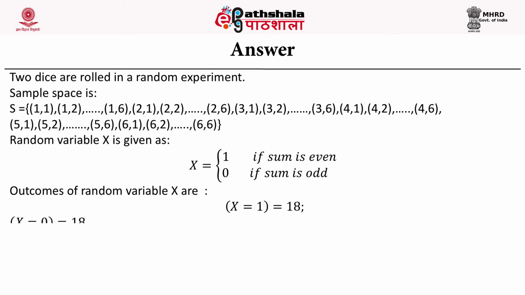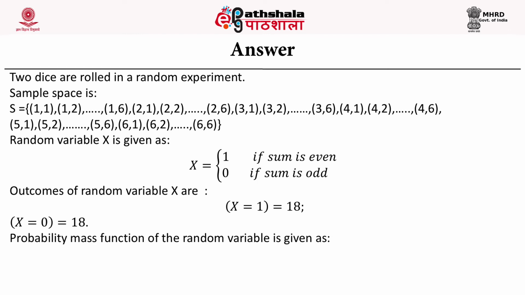So for the outcomes of the random variable, when x is equal to 1 we have 18 possibilities, and when x is equal to 0 we have 18 possibilities, because x equal to 1 means the sum is even, and x equal to 0 means the sum is odd. As we know we have a total of 36 possibilities, so half are even and half are odd. So the probability mass function of the random variable is: the probability of x equal to 0 is 18 by 36, and the probability of x equal to 1 is also 18 by 36.